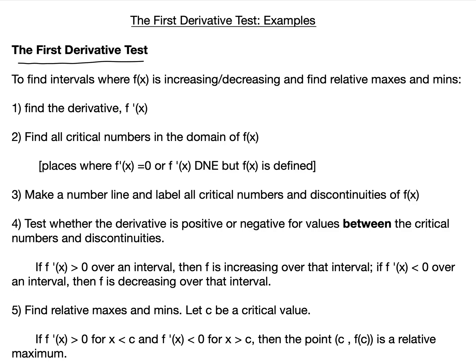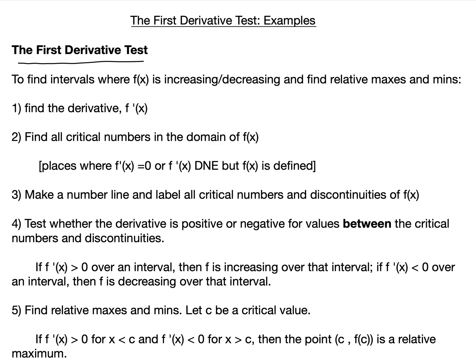To find intervals where a function is increasing or decreasing and find relative maxes and mins, we first find the derivative f prime of x. We then find all critical numbers in the domain of f. So those are places where f prime of x equals 0 or f prime of x does not exist, but f of x is defined. We then make a number line and label all critical numbers and discontinuities of f of x on that number line over the domain of f.